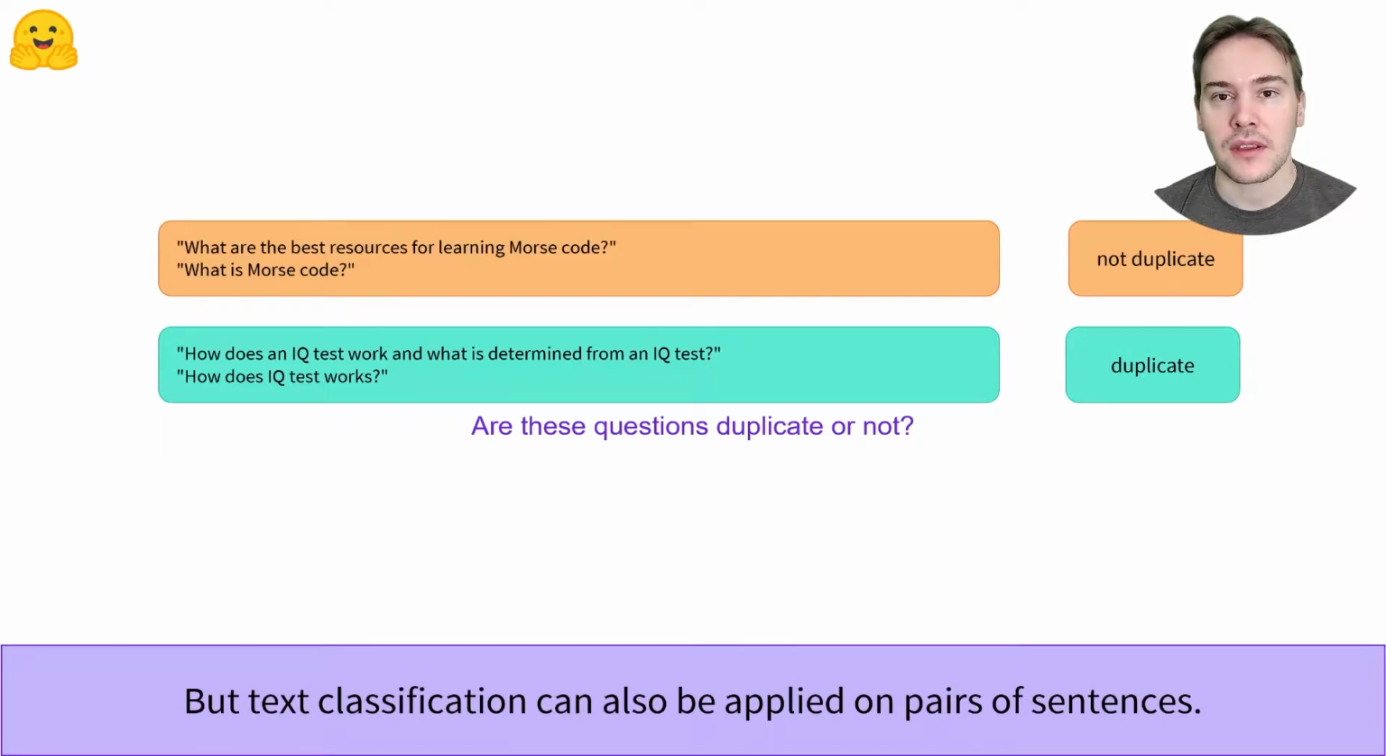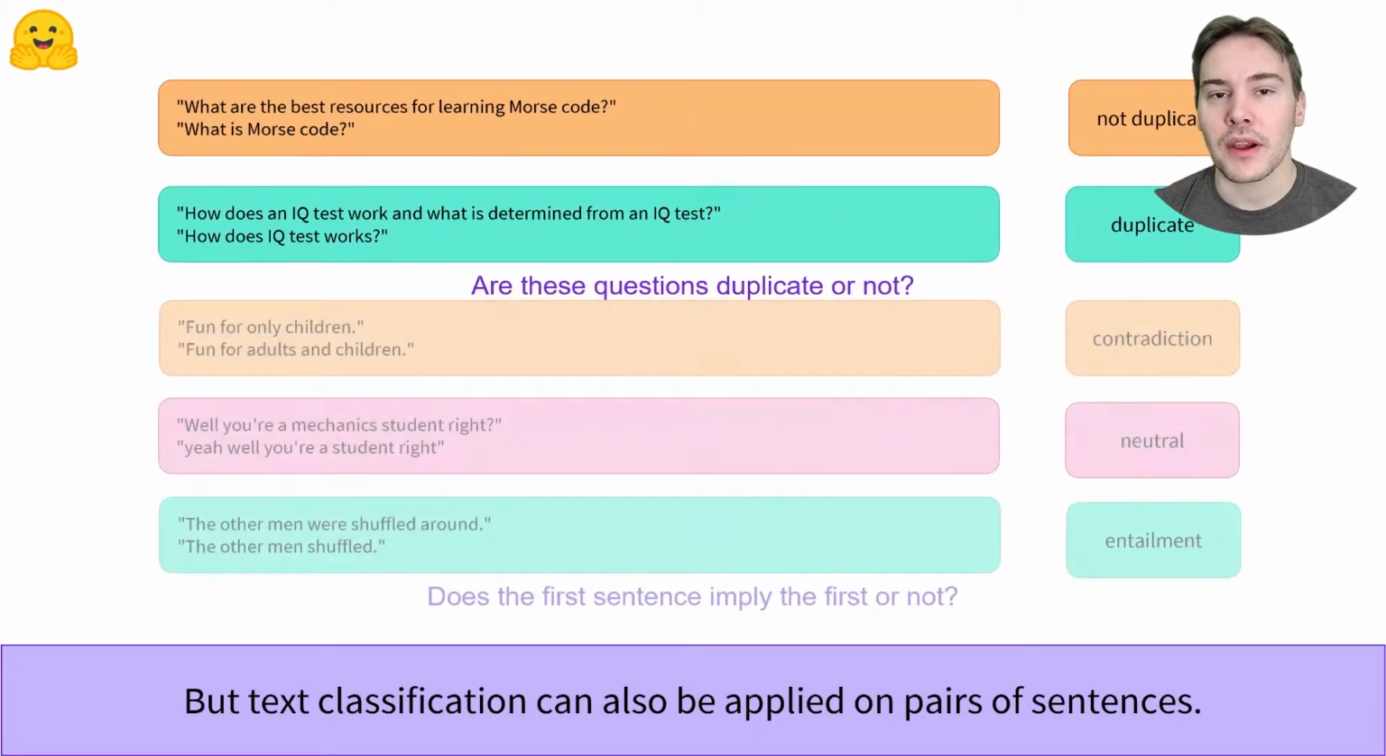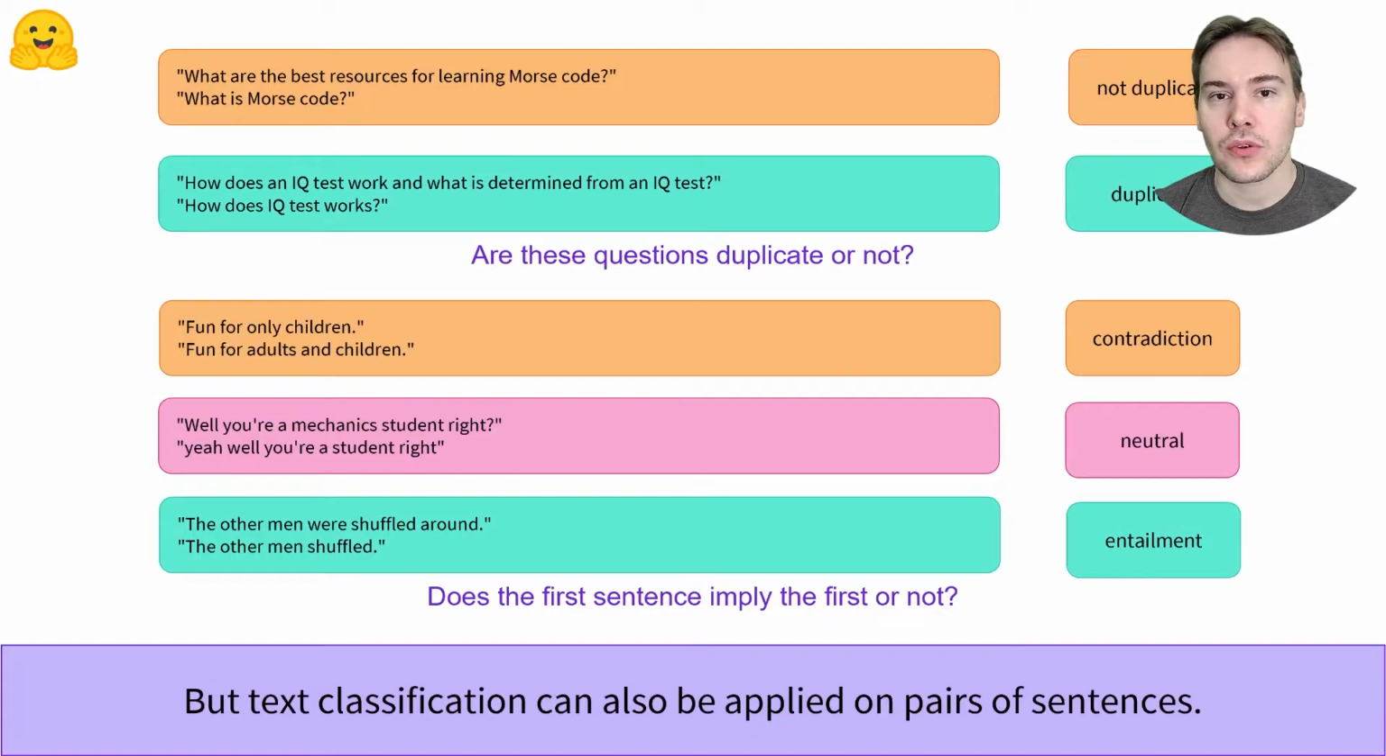Here is an example taken from the Quora Question Pairs dataset, which focuses on identifying duplicate questions. In the first pair, the two questions are duplicates. In the second, they are not. Another pair classification problem is when we want to know if two sentences are logically related or not, a problem called natural language inference, or NLI.